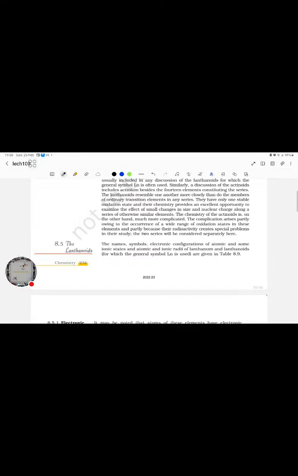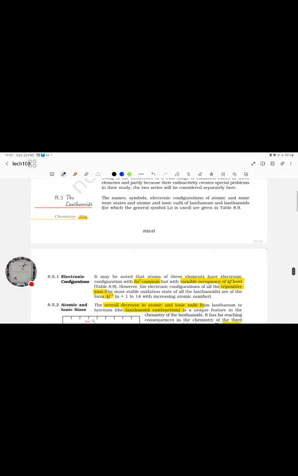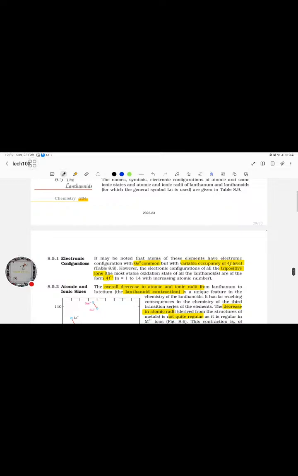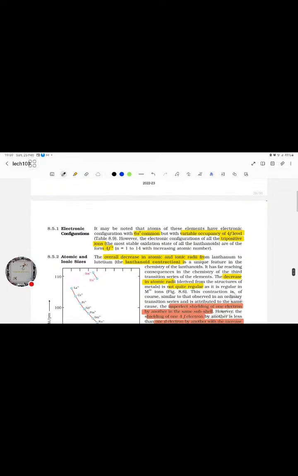On the other hand, the actinoids are going to be more complicated because there are a lot of oxidation states in which the actinoids are present, and partly because their radioactivity creates special problems. So we'll have to discuss them in separate topics. So the name, symbols, electronic configurations of atomic and ionic states and atomic and ionic radii of lanthanum and lanthanoids, for which the general symbol Ln is used, are given.